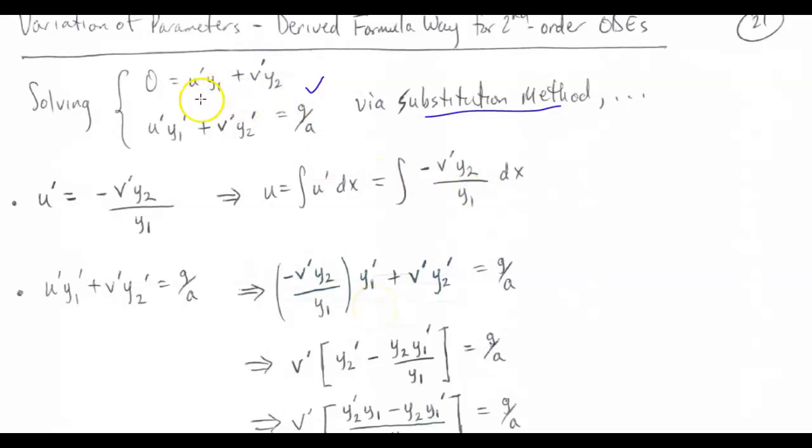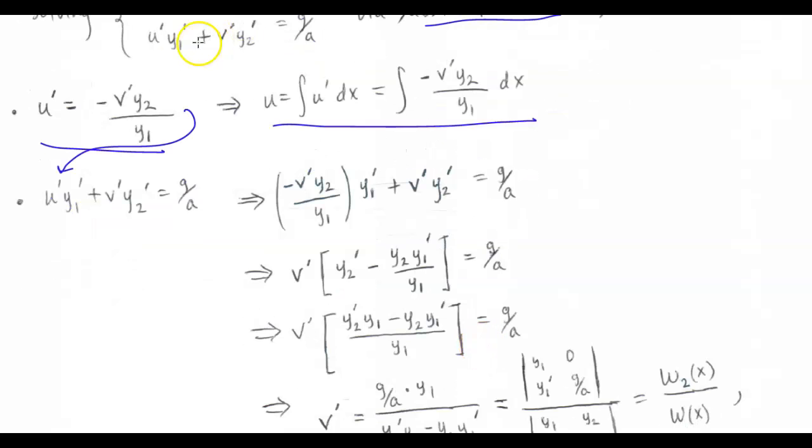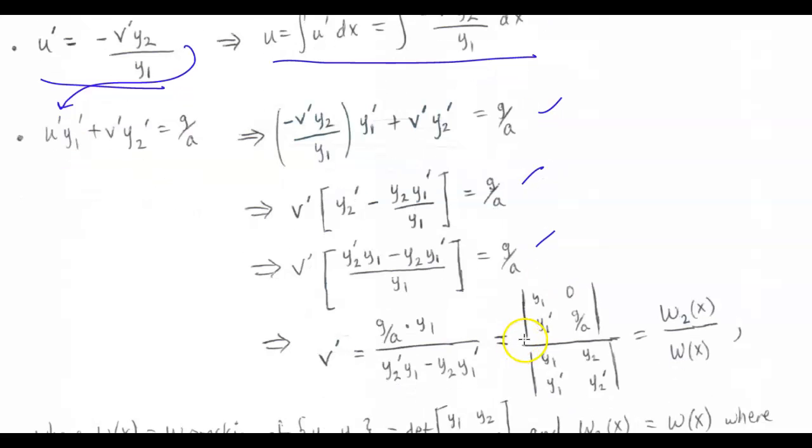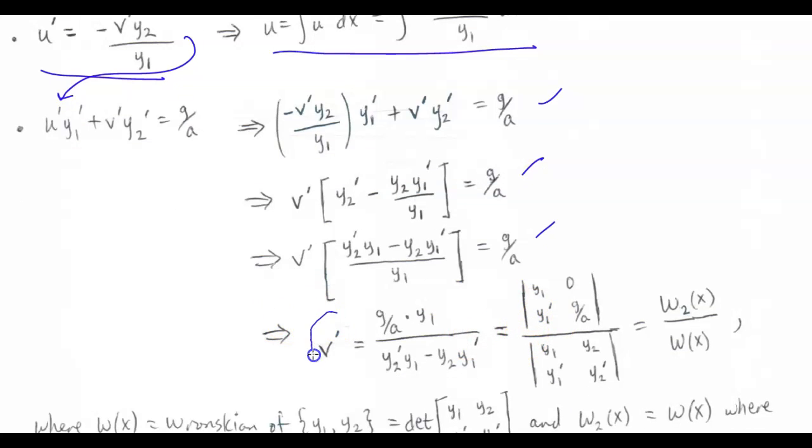So using the substitution method, I just rewrite this first equation to equal u prime. And I take the antiderivative of that answer to figure out what u is. Take that result for u prime, and I can stick it in here to figure out what my v prime is going to be. Okay, so as you can see, I've done that here. Do my steps and find out what v prime is going to be. And so v prime ends up being this result here.